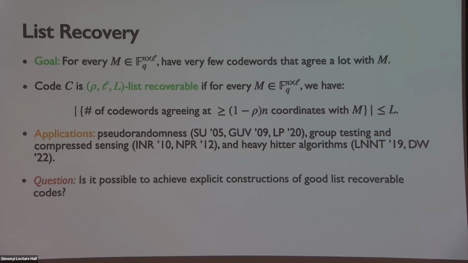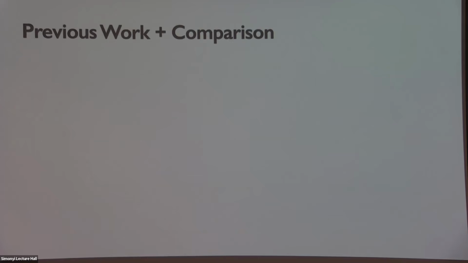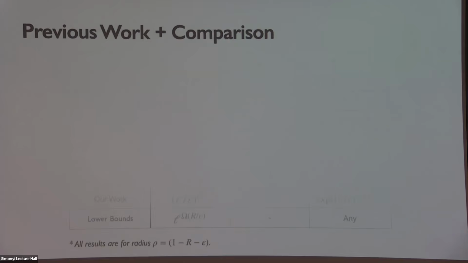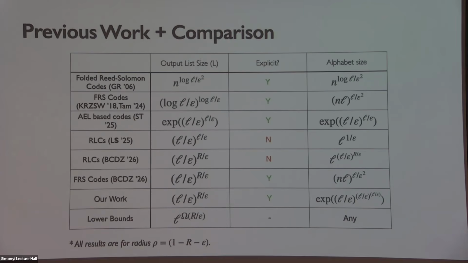And now the natural question is, can we get explicit constructions of good list recoverable codes? So this is the question that is good to have in mind. There's been a lot of previous work in this area. I'll highlight a few of them in this table.